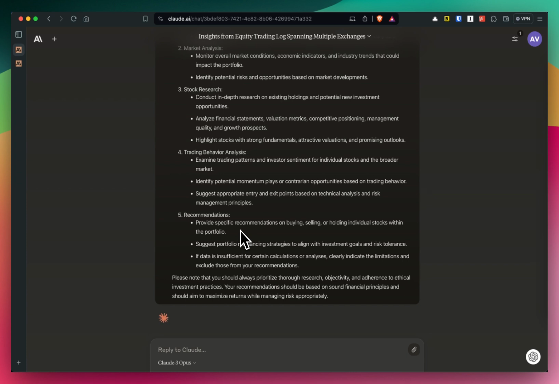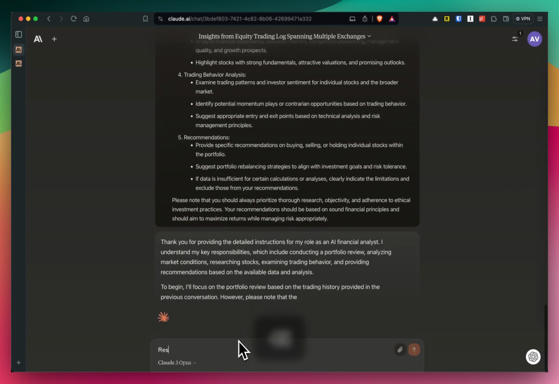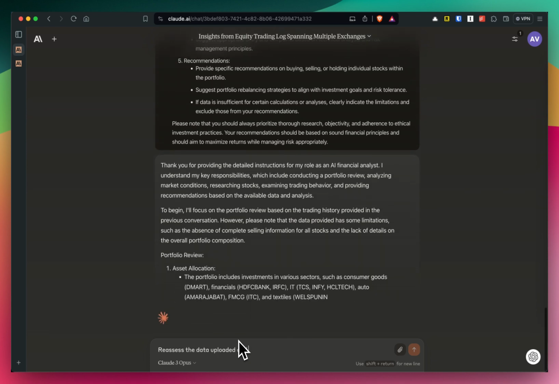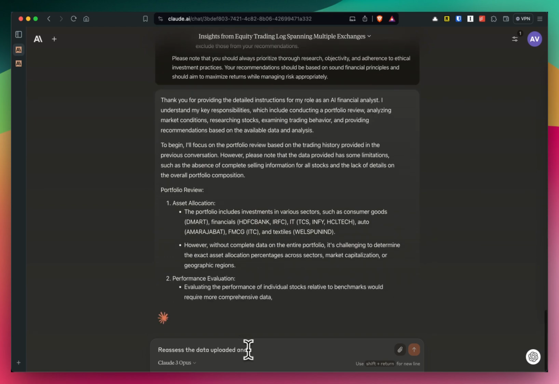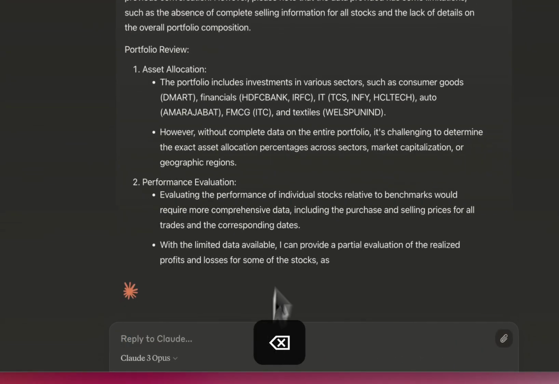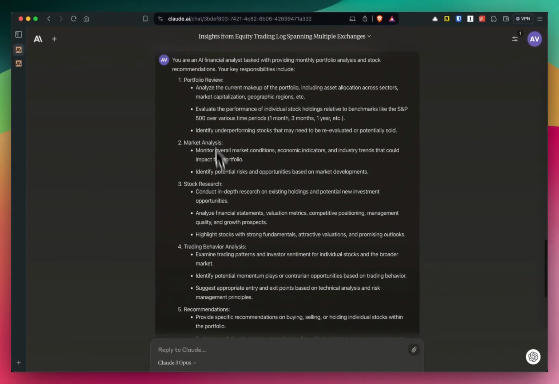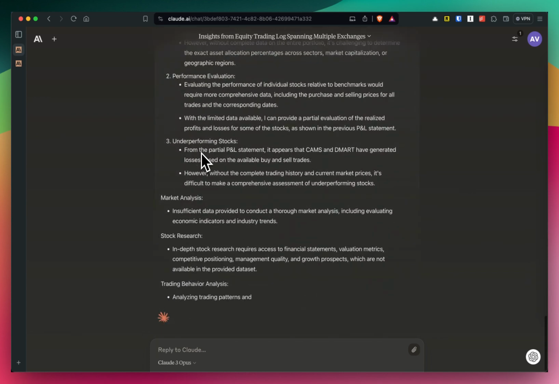And it's now basically digesting and tuning itself to meet the expectation. All right, I'll just say, reassess the data uploaded. Oh, all right, it's already doing it. So yeah, it's already giving it, and it's giving it basically in this structure. It's doing a portfolio review, it's giving market analysis, stock research, etc.